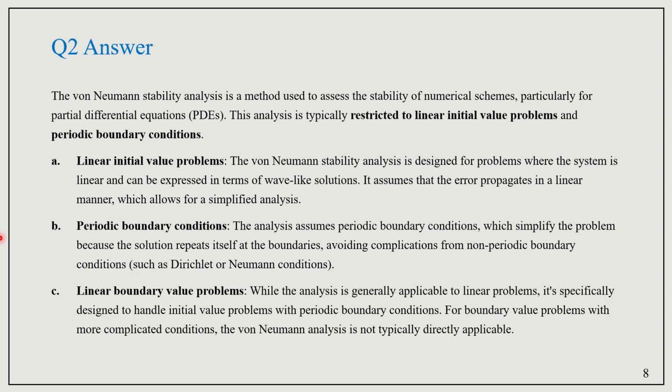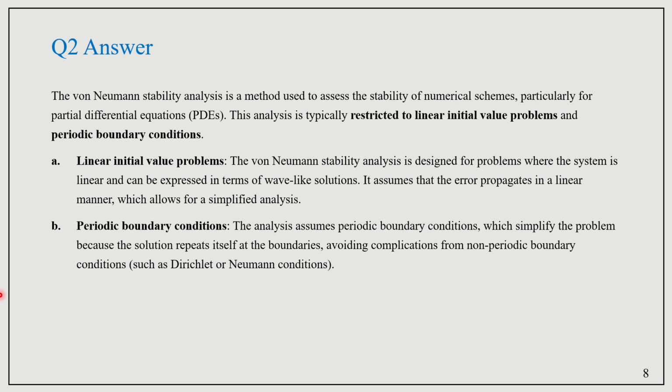The third one is linear boundary value problems. While this analysis is generally used for linear problems, it is specifically designed to handle initial value problems with boundary conditions. That is, von Neumann stability analysis is highly limited to linear initial value problems and periodic boundary conditions. For boundary value problems with more complicated conditions, von Neumann stability analysis is not typically directly applicable.